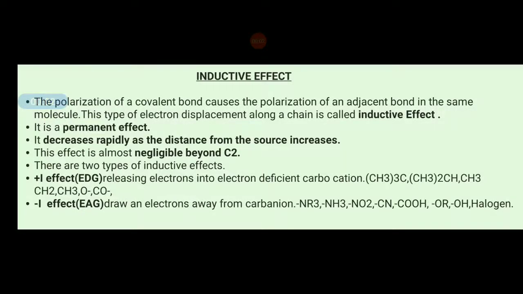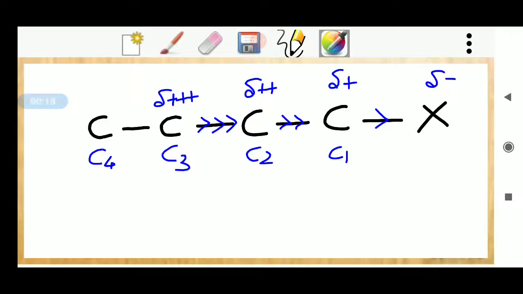In this video, I am going to discuss the inductive effect. The polarization of a covalent bond causes the polarization of an adjacent bond in the same molecule. This type of electron displacement along a chain is called the inductive effect. Let me explain with an example.